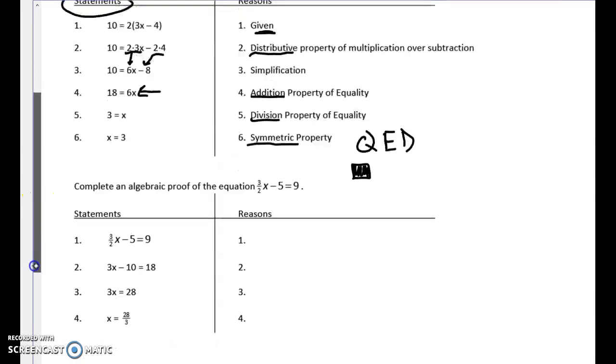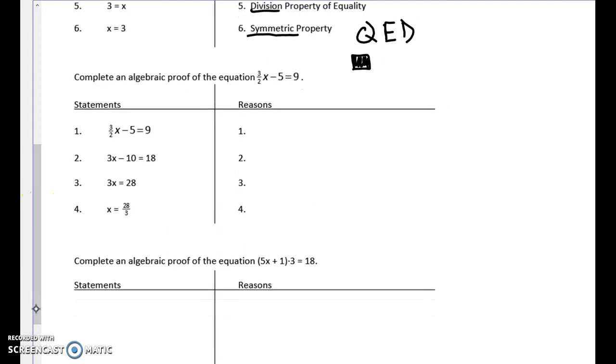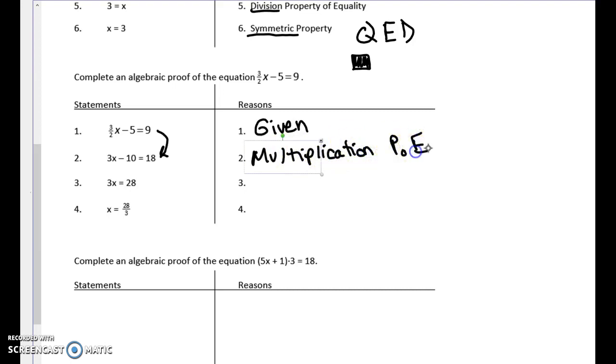So let's look at another example. Here we are going to solve the equation 3 over 2x minus 5 equals 9. The first thing we always do is rewrite our equation, because that's what was given to us. That's my reason: given. Then looking from this step to the next step, it looks like we got rid of the over 2 by multiplying everything in the equation by 2. So my second step is the multiplication property of equality. If you want to call it POE, I'm okay with that, but don't leave it off.